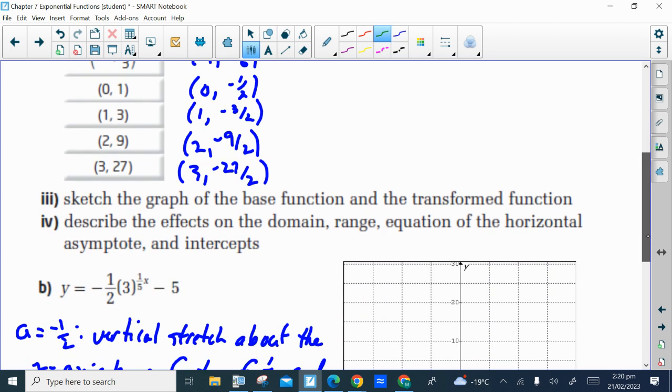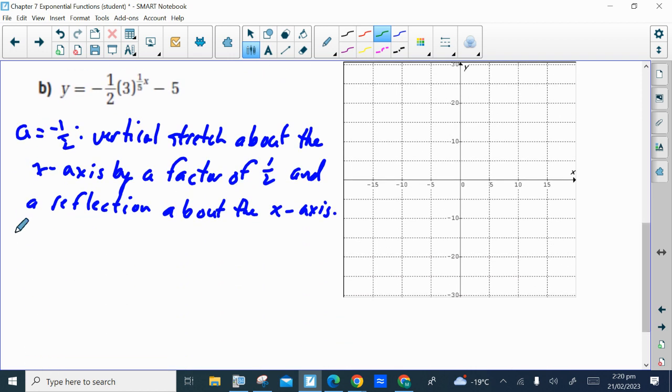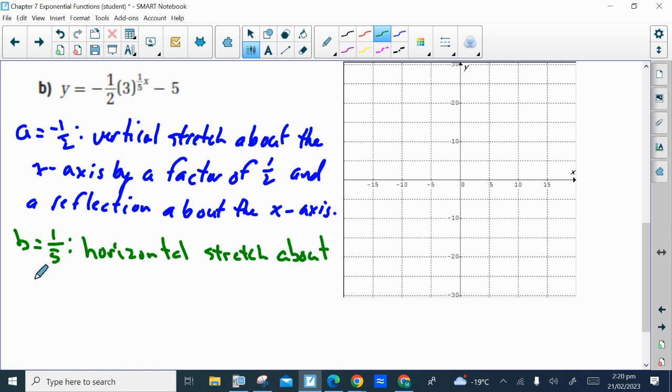Then we have a b value. Remember, b is in front of the x. Whatever happens to the x also happens to the bx. In this case, they're both as an exponent. A b value of 1/5. And we remember that when you have a b value, that's a horizontal stretch. And again, you have to say about which axes. In this case, it would be about the y-axis.